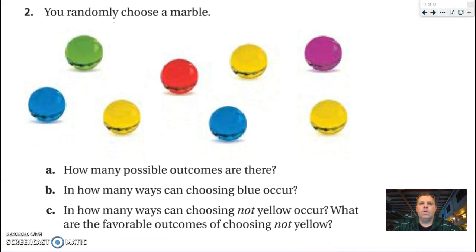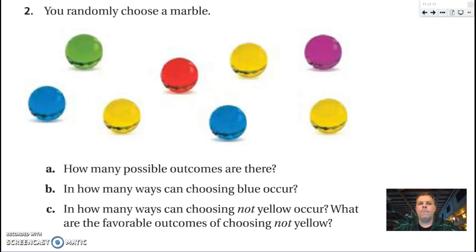In this example, you choose a random marble. How many possible outcomes are there? Hopefully you said there are 8: 1, 2, 3, 4, 5, 6, 7, and 8, because there are 8 marbles. Question B asks, in how many ways can choosing blue occur? I see 1 blue and 2 blues, so there are 2 ways that blue can occur.